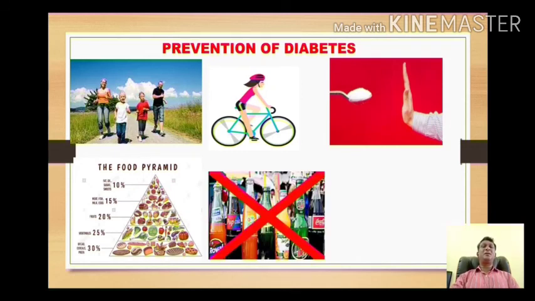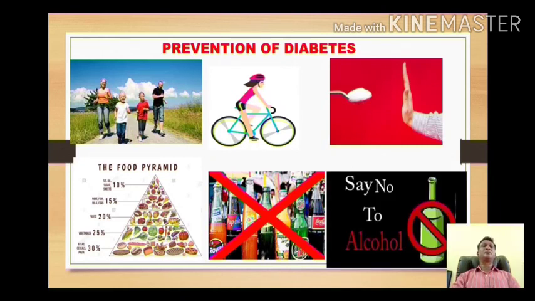We must avoid soft drinks or carbonated drinks, as they contain a very high amount of sugar. Lastly, we must say no to alcohol, because alcoholic beverages also contain a very high level of sugar molecules, due to which ultimately the glucose concentration increases. So if we wish to prevent ourselves from diabetes, we have to follow such rules in our day-to-day life.